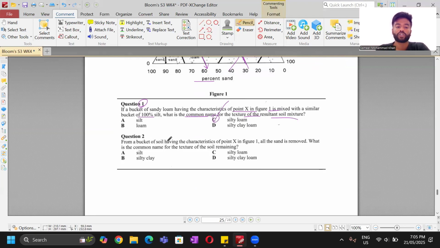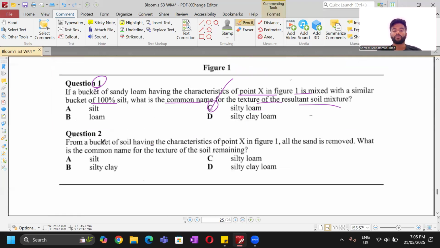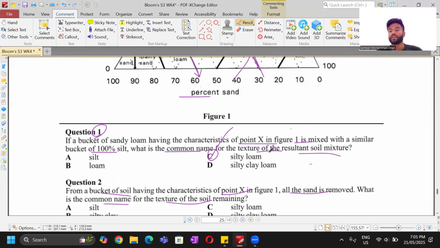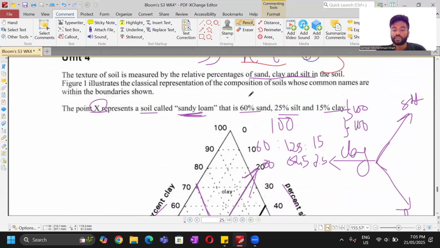What about question 2? From a bucket of soil having the characteristics of X, this time all the sand's removed. What is a common name for the soil of the remaining mixture? So this time you remove all the sand. What are you left with? You're left with 25 units of silt and 15 units of clay out of a total of how much? 40 units. Again, you need to express this as a percentage.